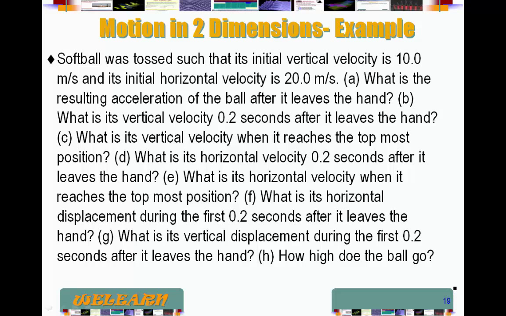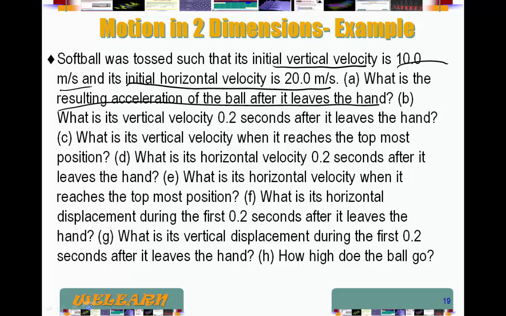Okay, let's discuss this more comprehensive question. It has several parts that we will work separately. We have a softball that was tossed such that its initial vertical velocity is 10 meters per second. Initial horizontal velocity is 20 meters per second. What is the resultant acceleration of the ball after it leaves the hand? What is its vertical velocity 0.2 seconds after it leaves the hand, and so on.